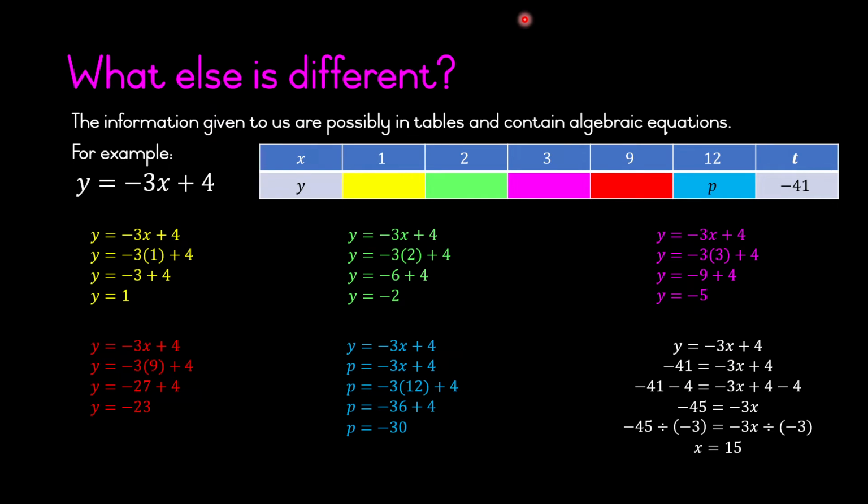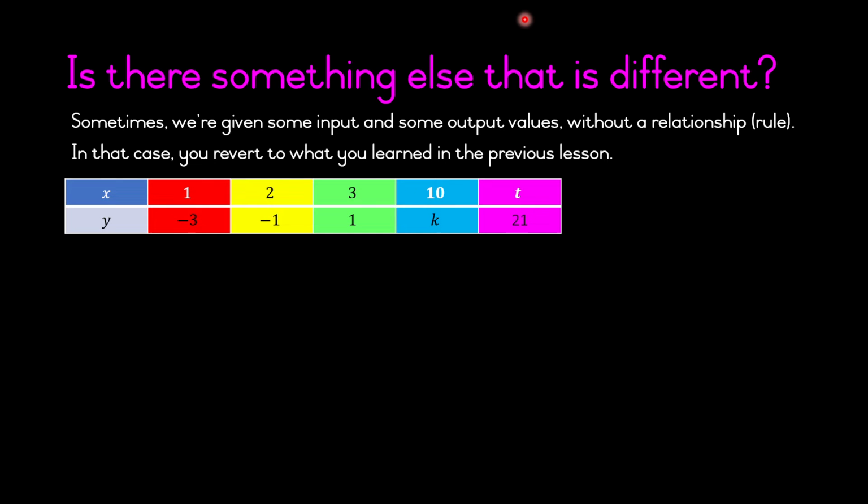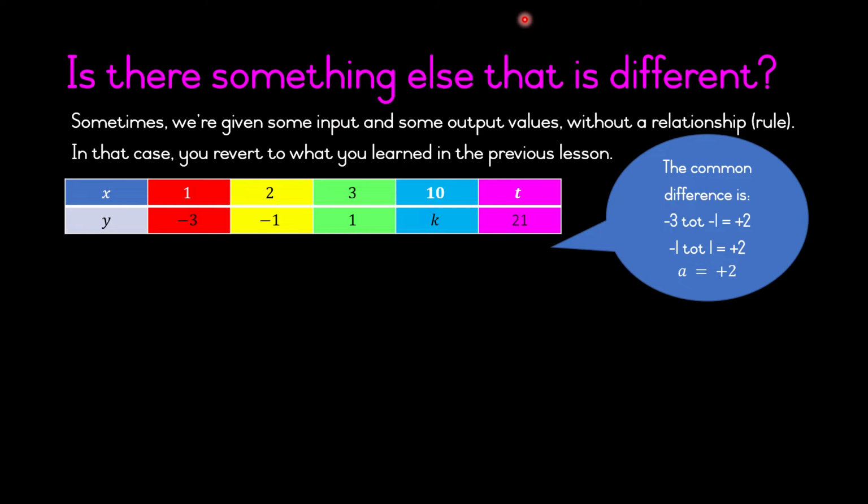Okay, what else is different? The second part of grade 8 functions and relationships is that sometimes we're given some input values and some output values without a rule. So if we look at this example, we have values for 1, 2, 3, 10 and t. We've got a whole table, but we don't have a rule. In this case, you revert back to what you've learned in the previous lesson. So look at the common difference between the terms.